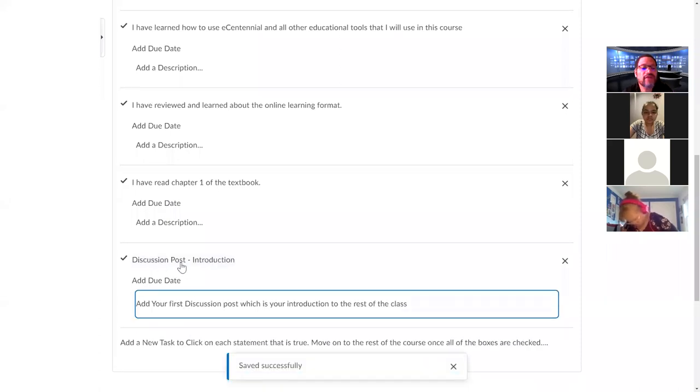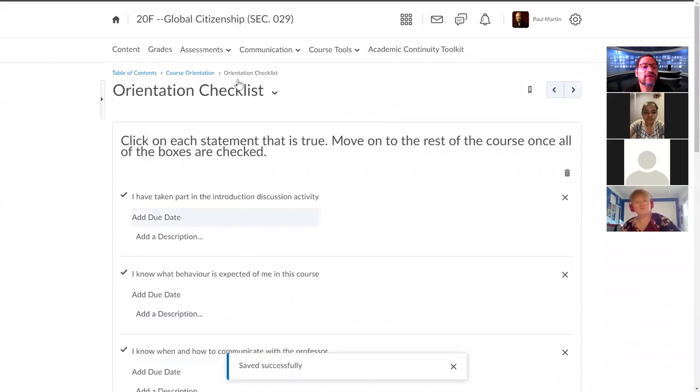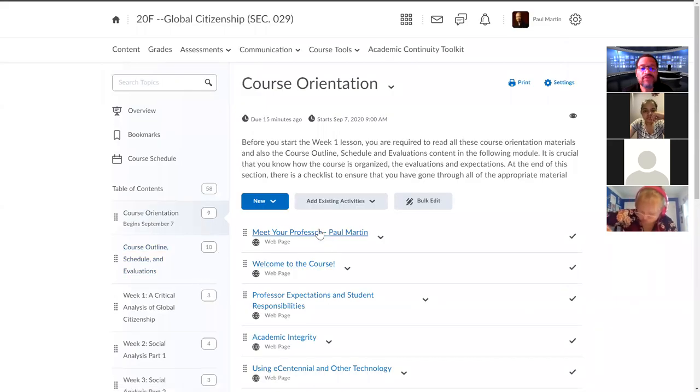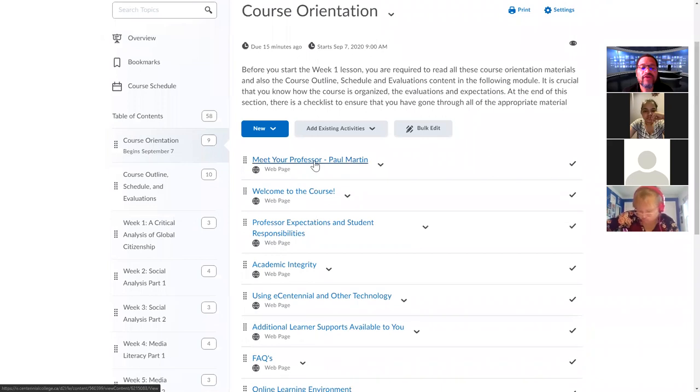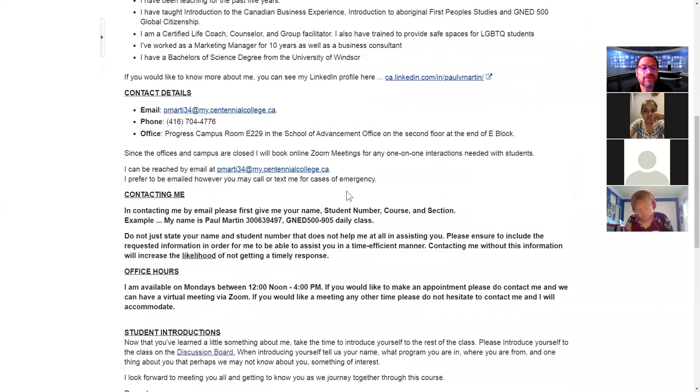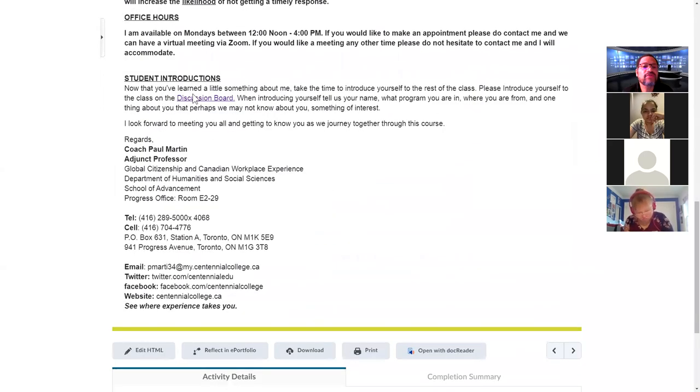Okay, so you see that's added to the checklist if you check in to see what you have to do. And once you've checked those things off, it just keeps you organized for the week. Okay, so please go through each of these one at a time. There is the introduction, as we talked about, and you already saw it's in the news post. So you read through these things here. Again, there's a link here to the discussion board.